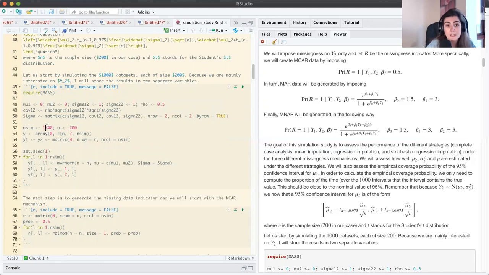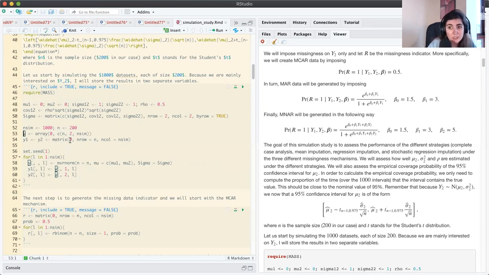So I need to load the package MASS to allow me to simulate from a bivariate normal distribution. And now I'm simulating. This variable, nsim, stands for the number of simulated data sets, 1000, and n for the sample size of each simulated data set, 200. I'm storing y, the data set that contains information on y1 and y2, in an array with n rows, 2 columns. So an array, I can think of as several matrices, right? So I have 1000 matrices with n rows and 2 columns.